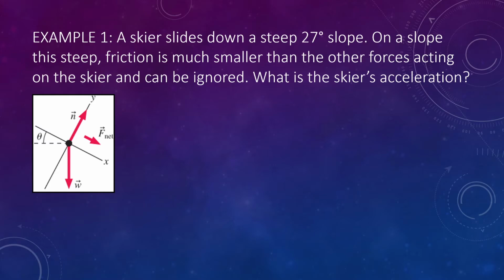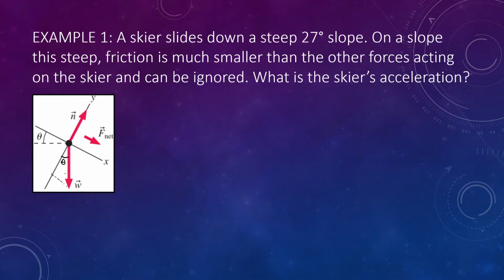Since friction is ignored, there are only two forces acting on the skier. The skier's weight pointing straight down and the normal force pointing straight off of the surface. And as we just discussed, the incline of the surface is some angle theta, so the angle between your y-axis and w is also theta. So this forms a little triangle where the weight has an x and a y component.